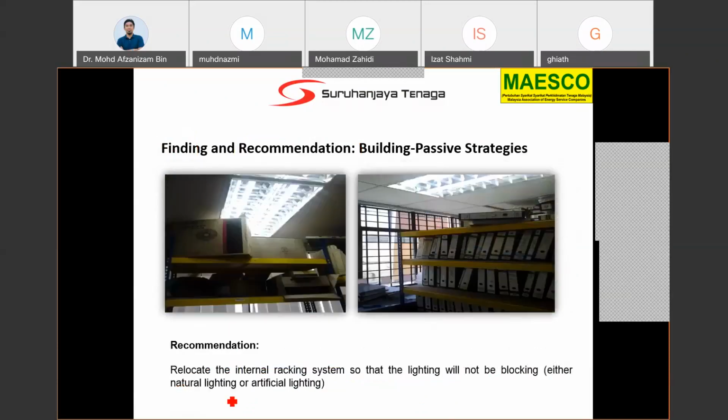Okay, and then the next recommendation, building passive strategy. Relocate the system so that it does not block either natural lighting or artificial lighting. Meaning try to move all this racking which blocks the sun ray or natural lighting that lights the room. Okay, maybe remove the curtain, so that you can have it very bright in the storage or the documentation room.